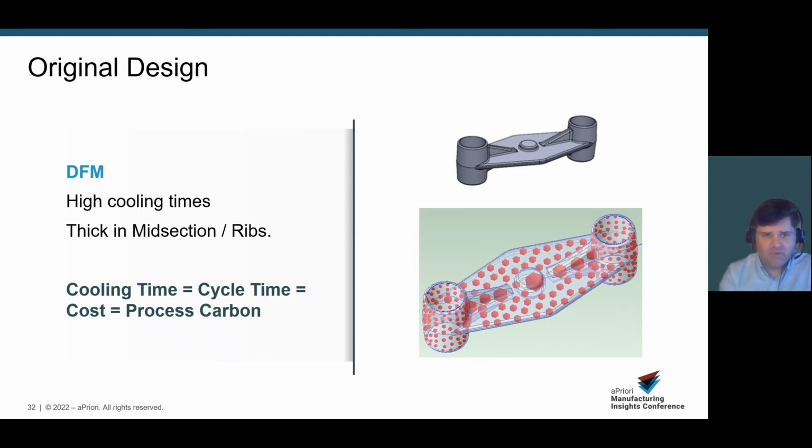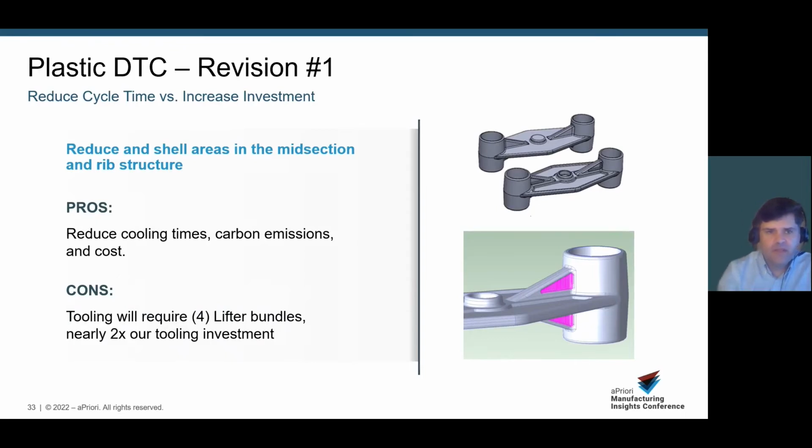I can see the cooling times are high because I have more material in this midsection here and then these ribs. So how can I go back and design this part to reduce that cooling time? So I go back, I look at reducing that cooling time in the midsection in the rib. I make some design modifications.